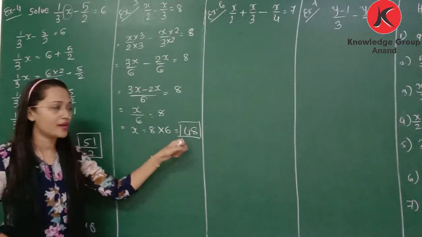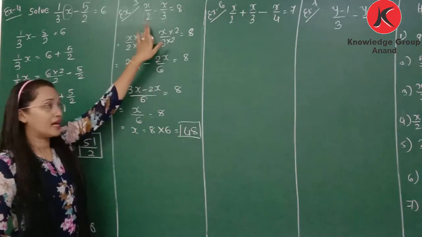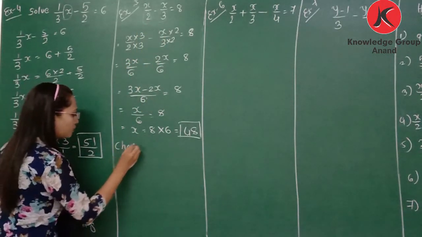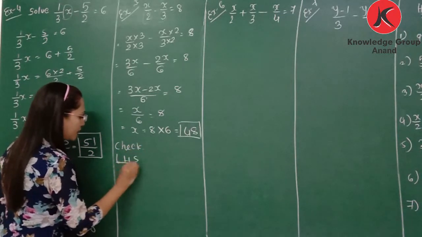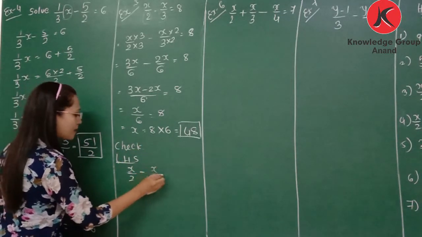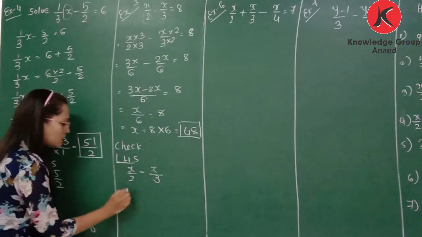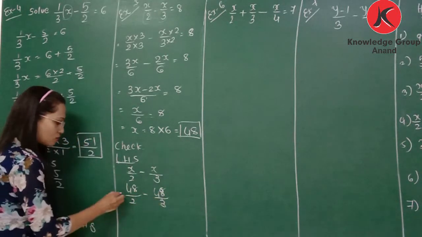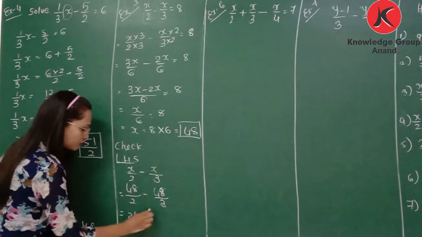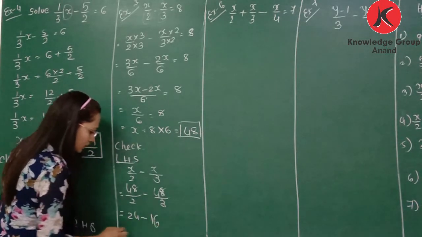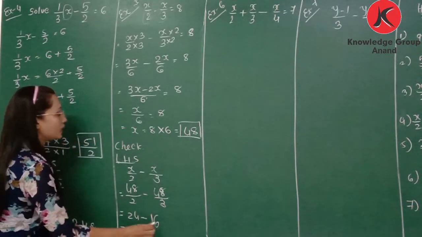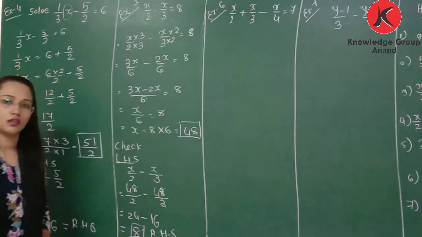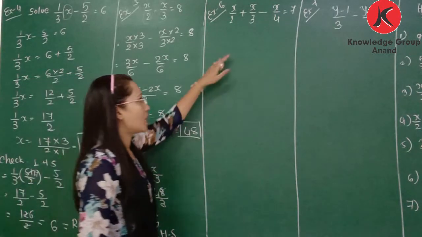Now we can check our answer by writing value of x 48 in left hand side, and if we get right hand side then our answer is correct. So let's check our left hand side, that is x by 2 minus x by 3. Now value of x is 48 by 2 and here 48 by 3. So we get 24 minus 16. So subtraction will give 8, that is our right hand side. So we get right hand side means our answer is correct.